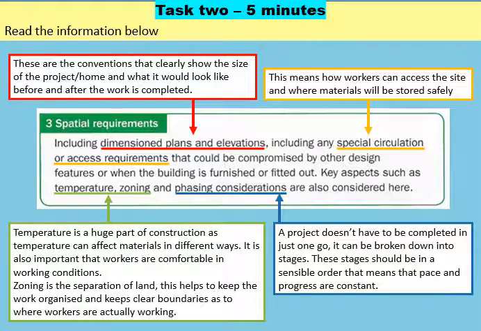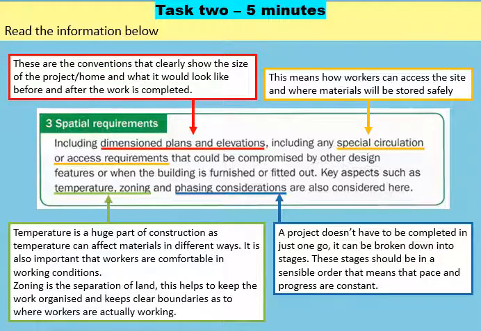So I'm not going to read through the spatial requirements again. I'm just going to read through those definitions. So they're all color-coded, and we're going to start off with the red one, which is dimension plans and elevations. So hopefully you've given it a little bit of thought, but this is what it actually means. So these are the conventions that clearly show the size of the project or the home that's being worked on and what it would look like before and after the work is completed. So just think back to the front and side elevation. So you get the front view of a home and the side view of the home, and they can be used to actually show you the before and then the after of when the work is completed.